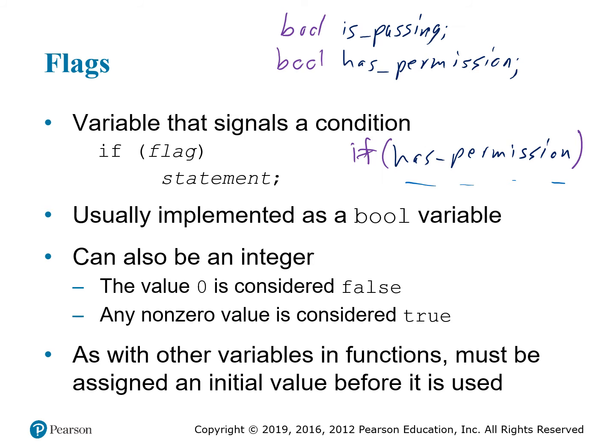You can also use integers in C++ as flags. The value 0 is considered false. Any non-zero value is considered true. The problem with this, of course, as I was saying, is if you then move from C++ to programming in Java or C# or one of these more type-safe languages, it's going to require you to use a bool for that. So it's good to get in the habit of using bools for true-false variables.